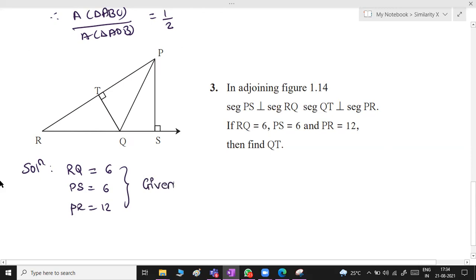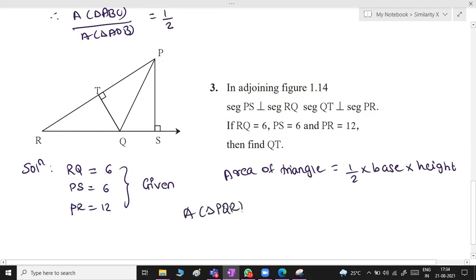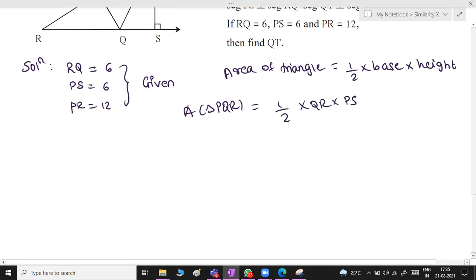We have to find QT, and how will we be able to find QT, since so far we have studied only one concept, the area of a triangle. So let's use only that concept. So area of a triangle is equal to half into base into height. Okay, so let us take area of triangle PQR, it is equal to half into its base. What is its base? It is QR into what is its height? It's PS.